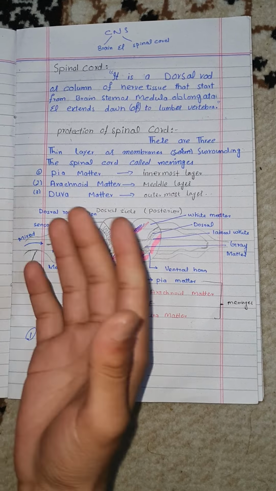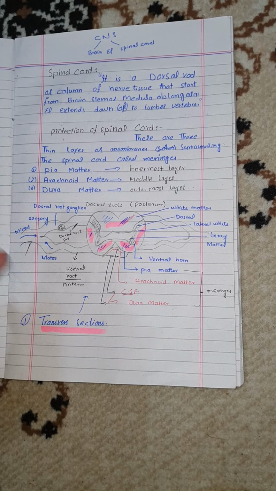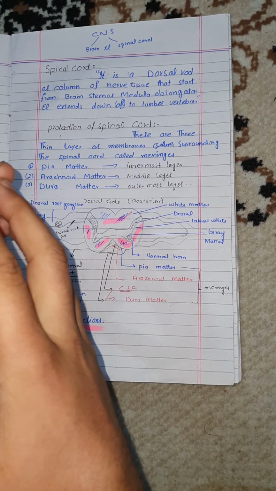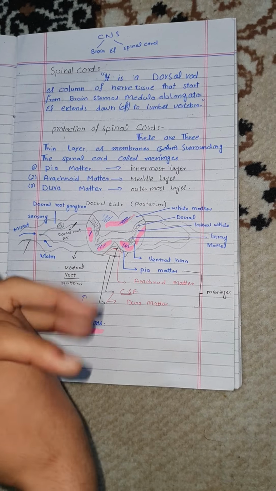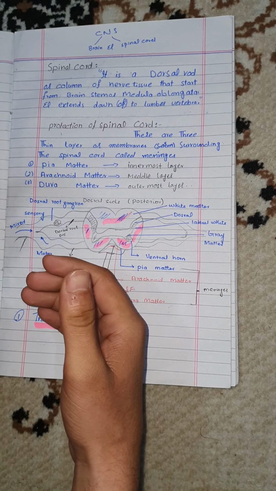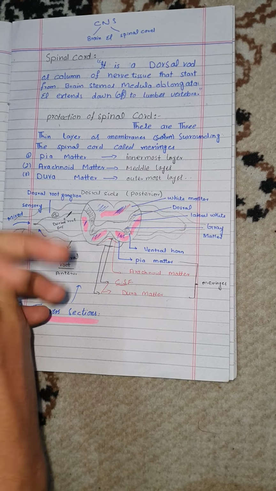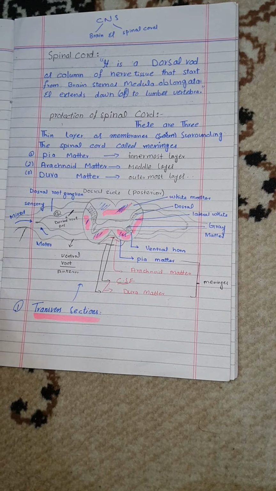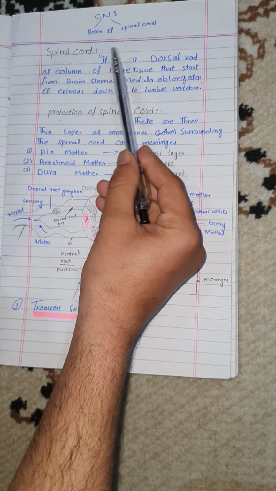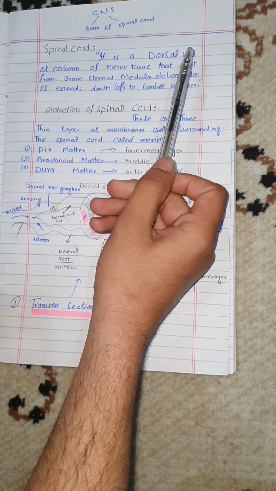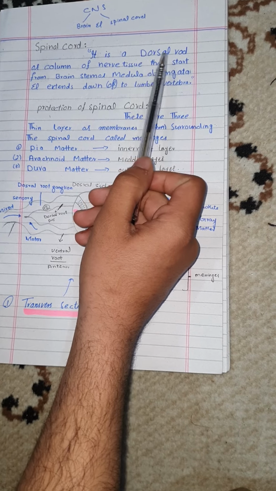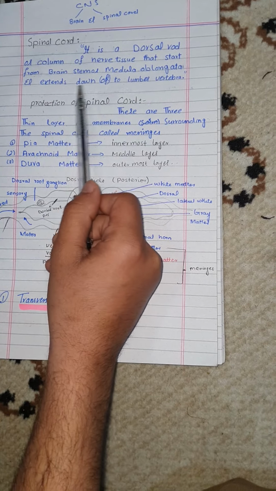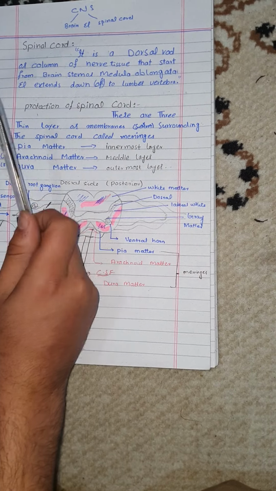The spinal cord is a dorsal rod or column of nervous tissue that starts from the brain stem or medulla oblongata and extends down to the lumbar region or lumbar vertebrae. Okay, and the other definition of the spinal cord is that it is cylindrical nervous tissue or nervous fiber that starts from the brain stem or medulla oblongata down to the lumbar vertebrae.